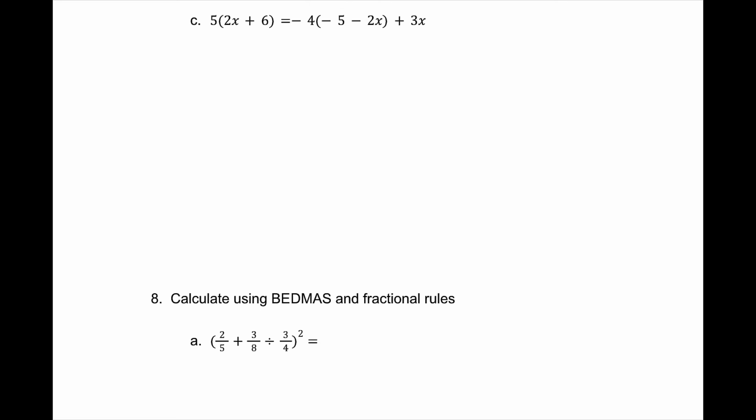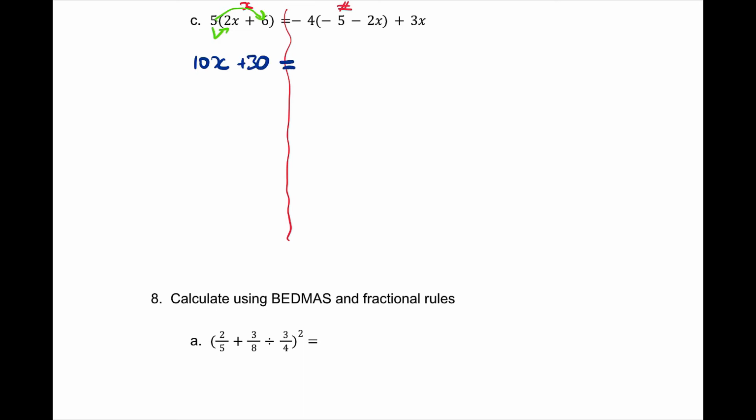Okay, question 7C, same thing, solving for the unknown, just getting a little bit more complex. So the first thing I'm going to do is find out where my equal sign is. And again, I'm going to get all the variables, the x's, on the left and all the numbers on the right. And I need to expand on both sides in this case. So 5 times 2x is going to be 10x. And 5 times 6 is going to be a positive 30.